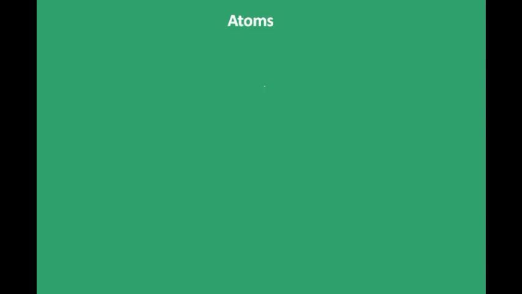Hi friends, our next chapter is atoms. In this chapter, we'll learn about the structure of the basic unit of matter, that is atom. Now, you know that atom has some subatomic particles. They are electrons, protons, and neutrons, right?